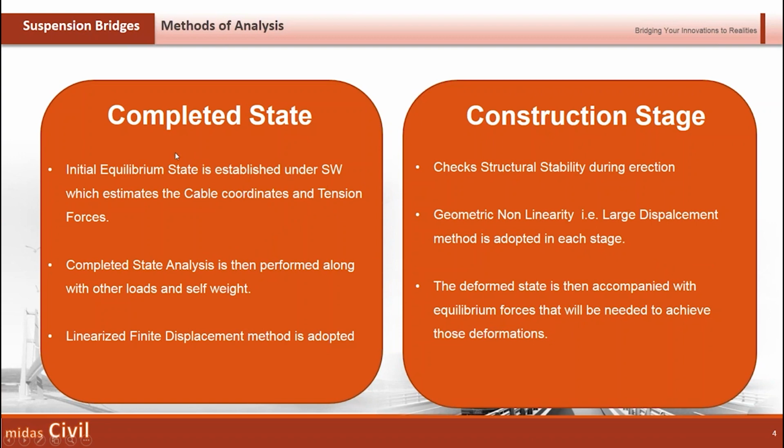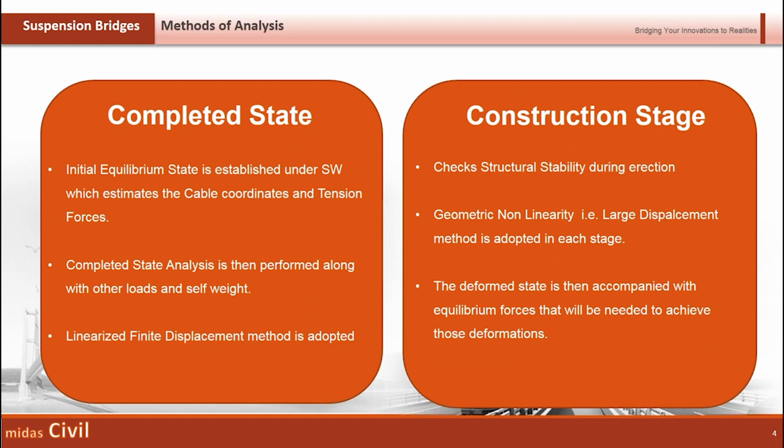In the completed state, you build the whole bridge on the basis of an initial state. The initial state is determined by the self-weight of the bridge. So in the completed state analysis, you do an initial equilibrium analysis of the cables and then of the hangers using just the self weight of the deck. That is the initial state of the bridge. From the self weight, the program will automatically determine the cable coordinates and the cable tension in order to sustain that self weight load of that initial equilibrium state.